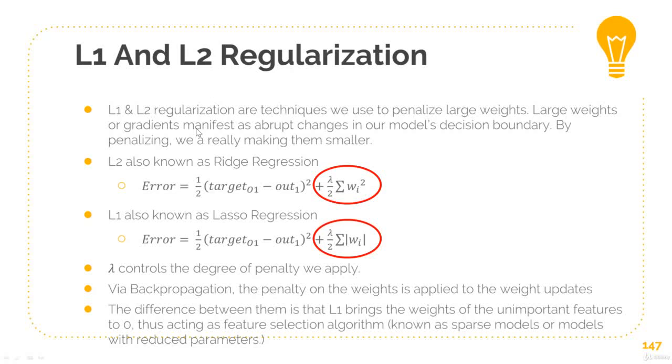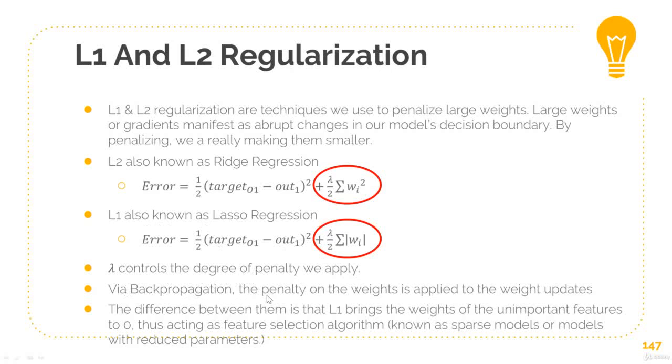L2 is known as ridge regression, L1 is lasso regression. There's a lot more theory behind these, but I'm just showing you the formulas of what they actually are. This is what ridge regression, or L2, is. This is our MSE here, but we're also doing something with the weights. We're applying a constant over 2 and the sum of the weights squared. And L1 is not squared, it's just the absolute value of the sum of the weights. This parameter controls the penalty we apply.